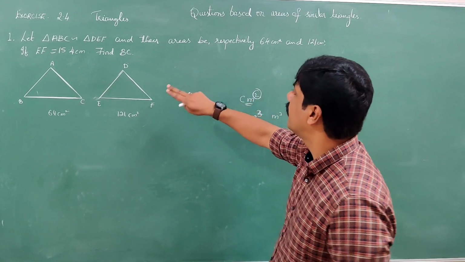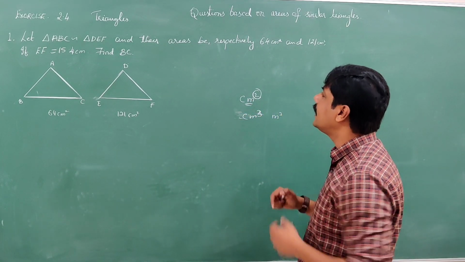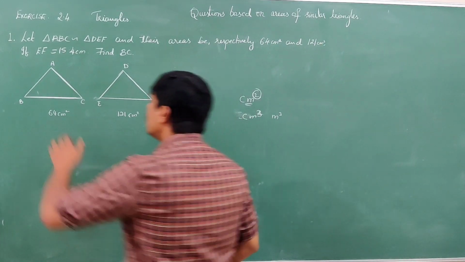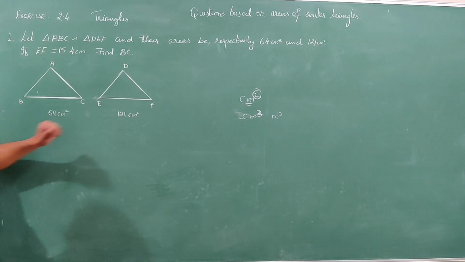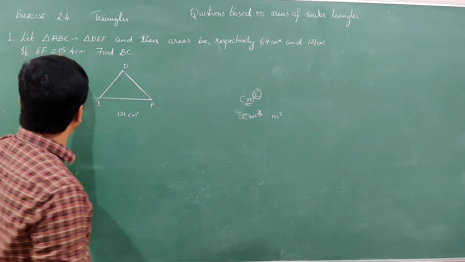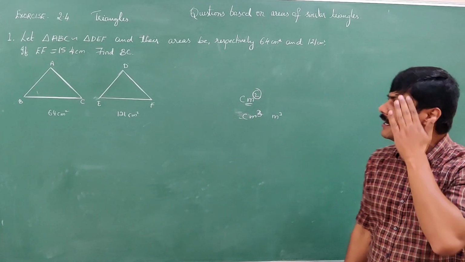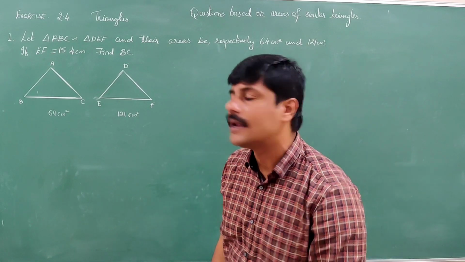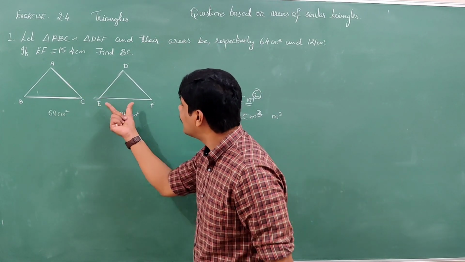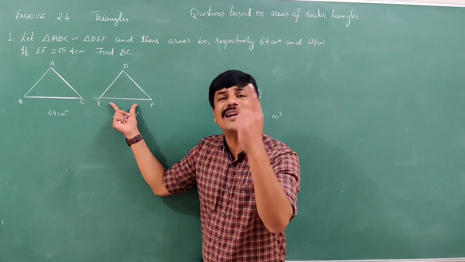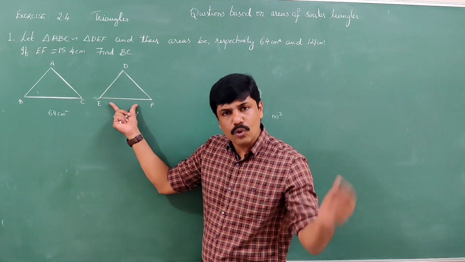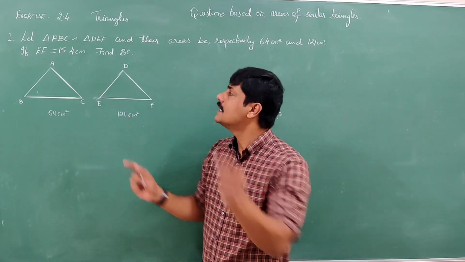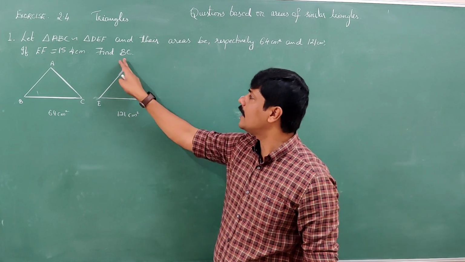Now, the areas of triangles ABC and DEF are respectively 64 centimeter square and 121 centimeter square. EF, one of the corresponding sides, is given. EF is said to be 15.4 centimeter. Why is it not said 15.4 centimeter square? Because EF is nothing but the length of one side, only one dimension, therefore centimeter. Understand? So 15.4 centimeter. So find BC.